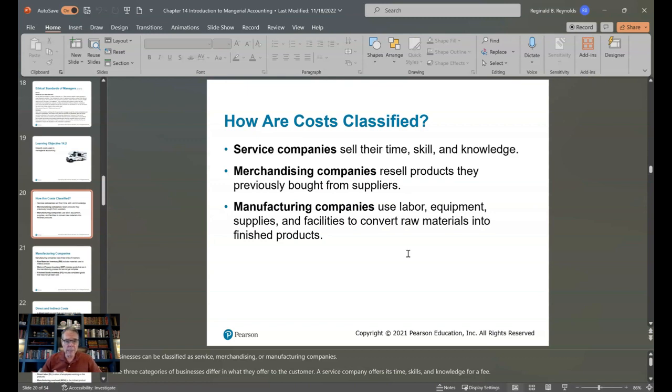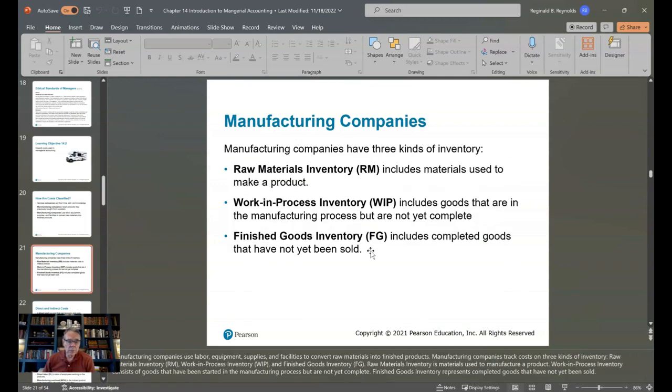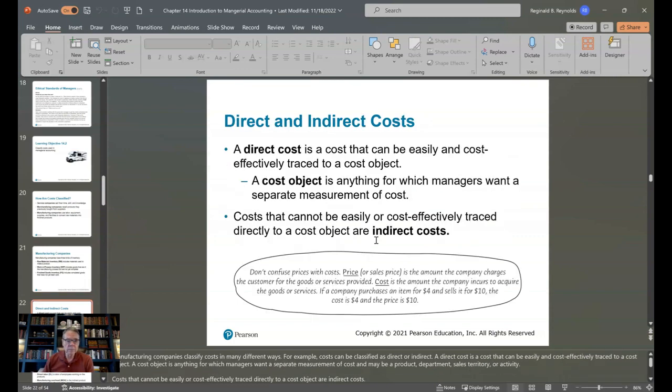Manufacturing companies make products and they sell them to either merchandising companies or to individuals. So manufacturing companies are going to be the company that have the three types of inventory: raw material, work in process, finished goods. And so their income statement will have cost of goods sold. It may have items such as cost of goods available for sale, etc. So these are the three types of manufacturing inventory: raw materials, work in process, finished goods.